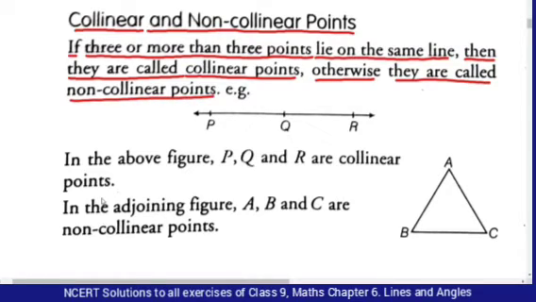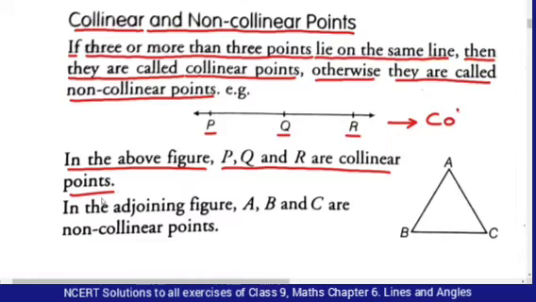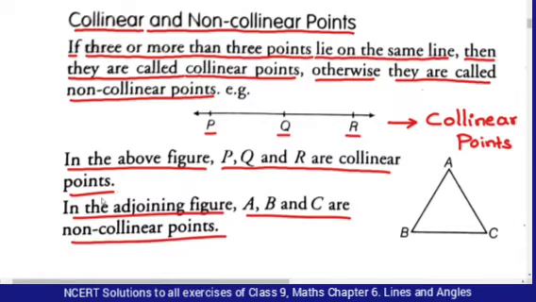Example, here a line is given consisting of three points. In the above figure, P, Q and R are collinear points. And in the adjoining figure, A, B and C are non-collinear points. So in the triangle, these A, B and C, these points are what? Non-collinear points. Collinear means three or more than three points lie on the same line.